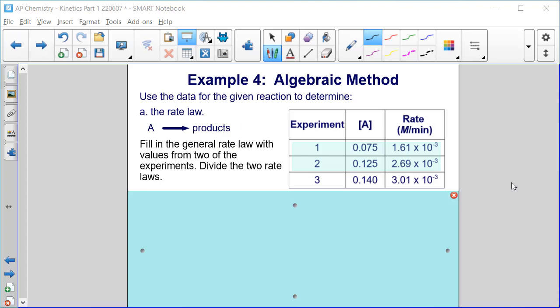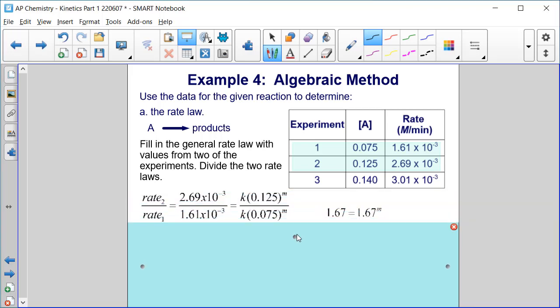All right, so we've done this several times now, but just as a reminder, we're going to fill in the general rate law with values from 2 of the experiments, and I've highlighted, I'm going to use experiment 1 and experiment 2. And then, of course, once we have the 2 rate laws, we just divide the larger one by the smaller one, right? So here I've done that.